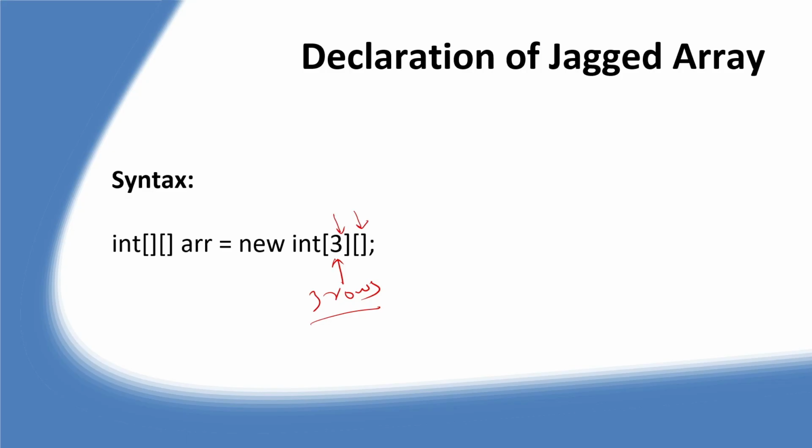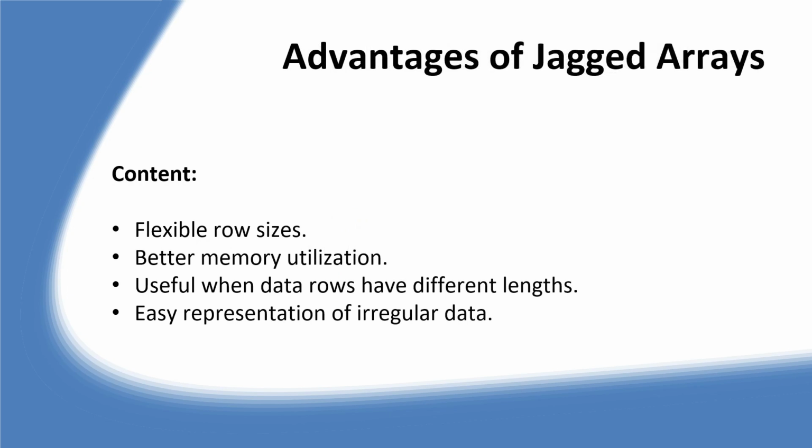So let's see the advantages of a jagged array. What are the advantages of the jagged array? Jagged arrays provide flexibility of different row sizes, and they save memory. They save memory because, based on different column sizes, we are initializing based on the requirement. So it does better memory utilization, and it is ideal when each row requires a different number of elements.